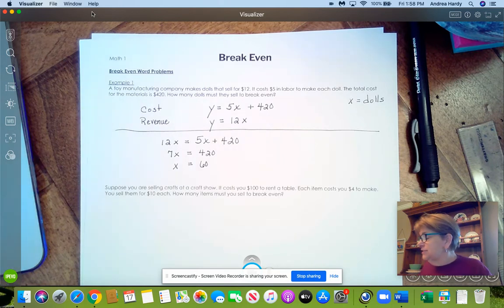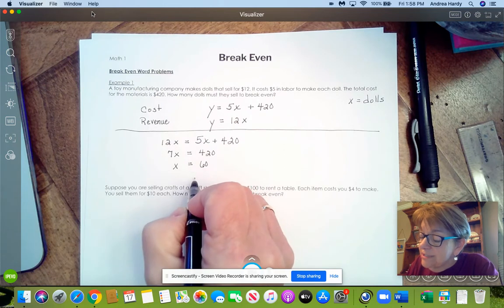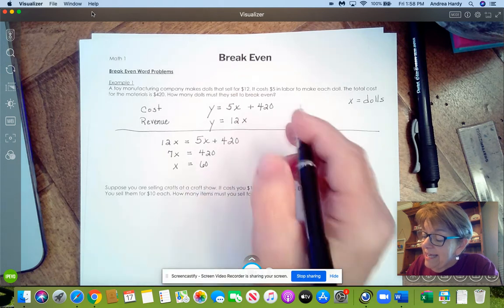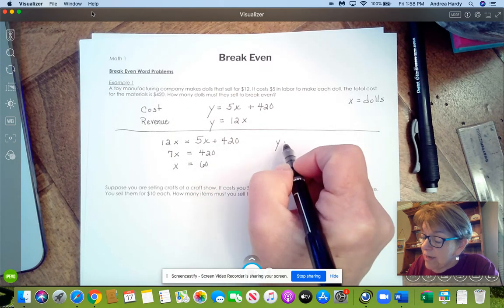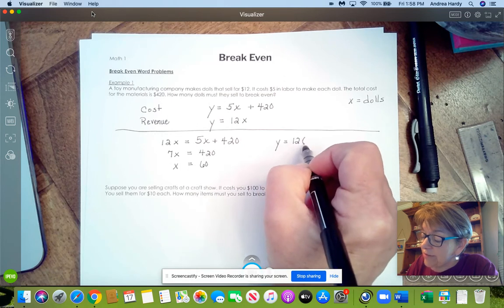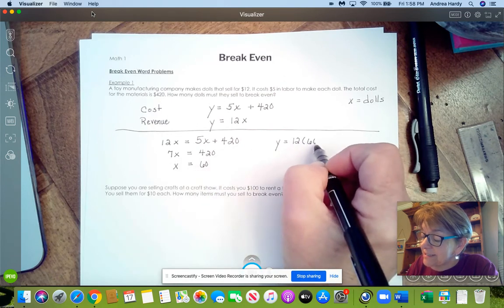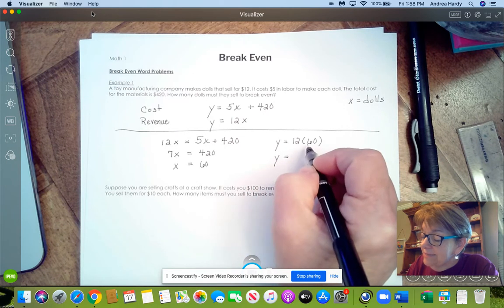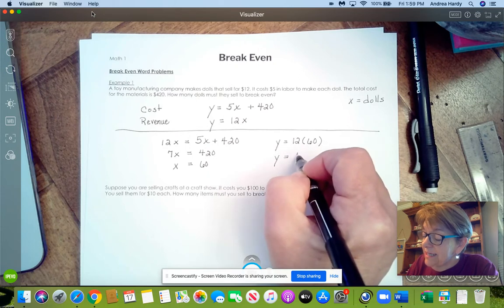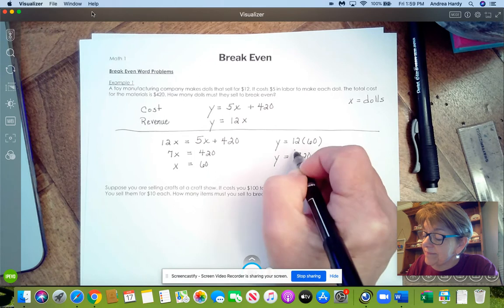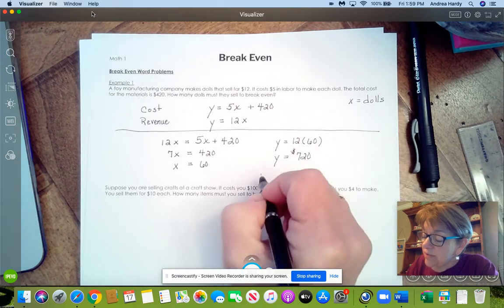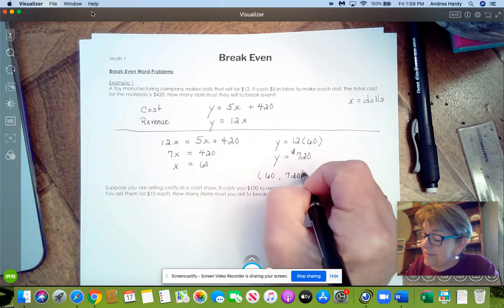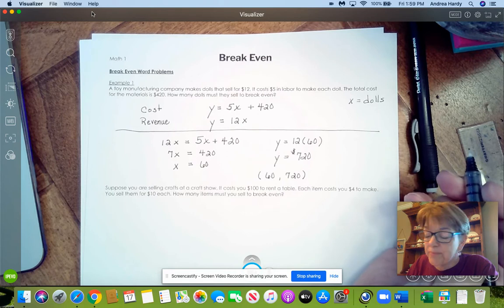You can do that in your Desmos, okay? So this tells me that when I sell 60 dolls, I'm going to be breaking even. And I can put that back in for y. y is equal to 12 times, I found out that I need to sell 60 dolls. So when I put 12 times 60, I get 720. So when I sell 60 dolls, that is at 720. Anything after that is profit.